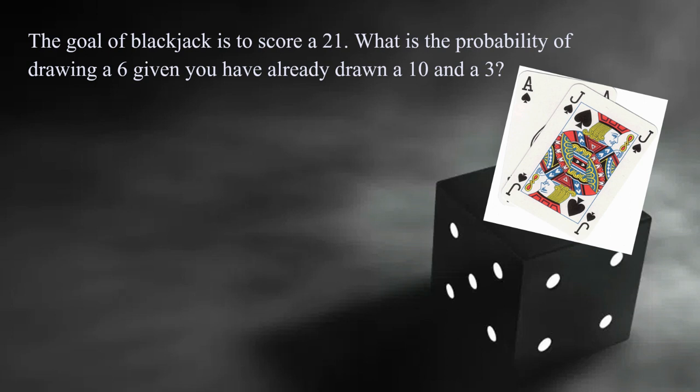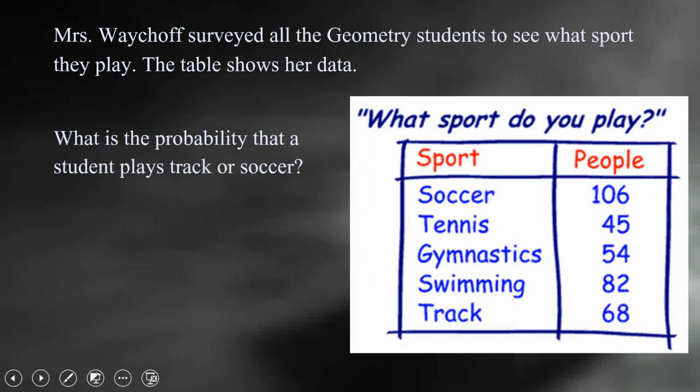What's the probability of drawing a 6 given you've already drawn a 10 and a 3? Well, now you've drawn 2 cards, so your deck is only 50, and you have 4 sixes left, so you would have a 4 out of 50 chance, which that one you can reduce to 2 out of 25. So think about how the sample space changes as you're drawing these different things, okay?